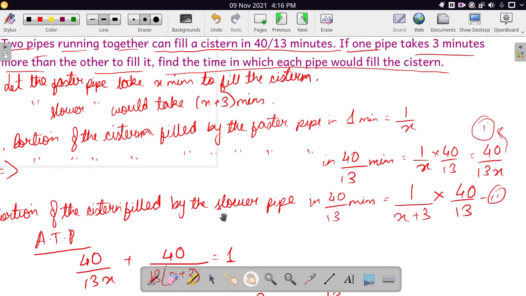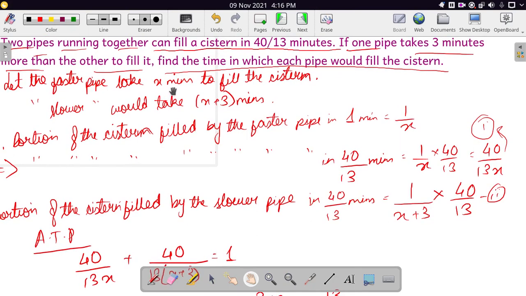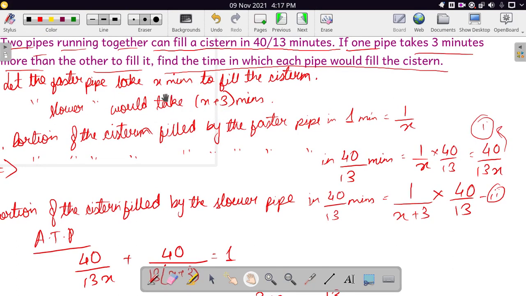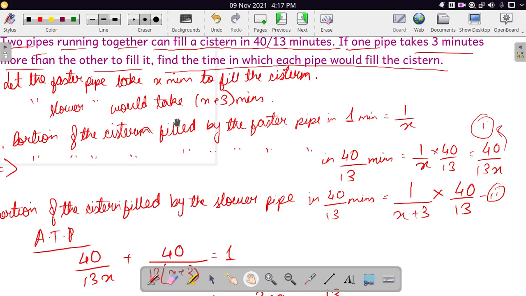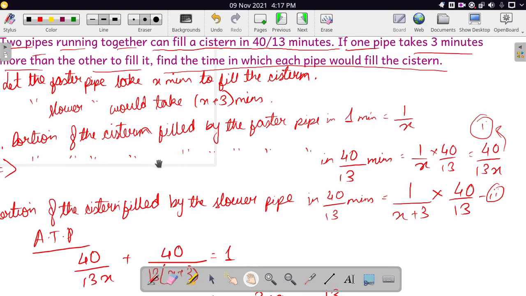We will assign the variable. Time will always be the variable in this type of question. We need to find time, so we will take time to be the faster pipe and then the slower pipe. Then we will find the portion filled by the faster pipe in how much time. That portion we will solve by using the unitary method, as we have learnt in our junior classes.